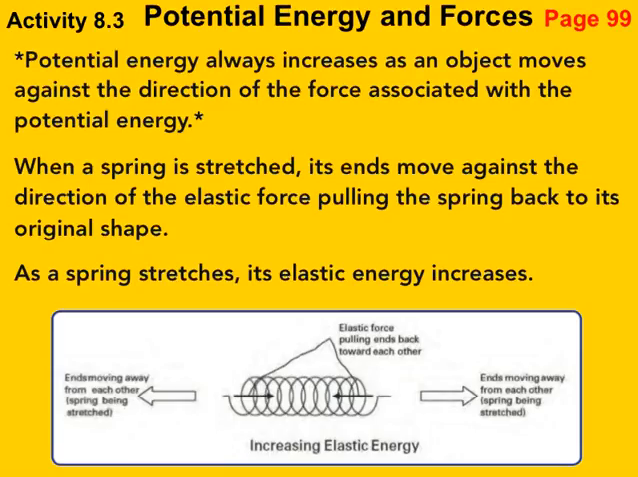So moving an object against the direction of the force leads to an increase in the energy associated with that force. Now, here's a spring. Does it work this way too? Yeah, look at this. Potential energy always increases as an object moves against the direction of the force associated with the potential energy. So when a spring is stretched, and we stretch it and stretch it, its ends move against the direction of the elastic force, pulling the spring back to its original shape. If you pull that spring out, or this could be a rubber band, you're pulling and stretching. As the spring stretches, its elastic energy increases. So again, you're going against the direction of motion there.